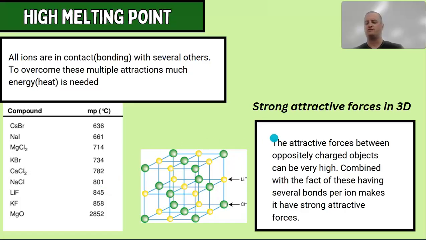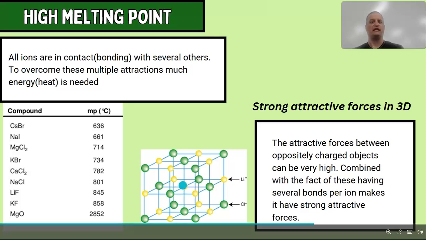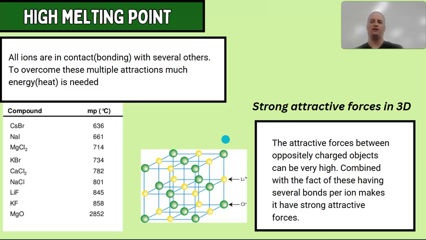The last one for this part is why there's strong attractive forces in 3D. So each ion makes several bonds, which of course bonds are strong, much stronger than intermolecular forces. So a crystal has a lot of connective forces amongst this. So this yellow one is attracted to 1, 2, 3, 4, 5, 6 ions. And in order to get that by itself, it would need to overcome all of those. So that's what makes it have very strong attractive forces in a 3D crystal.